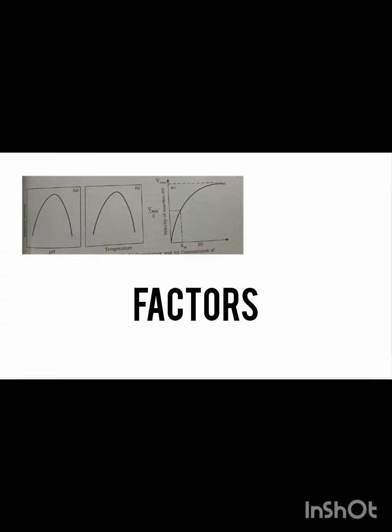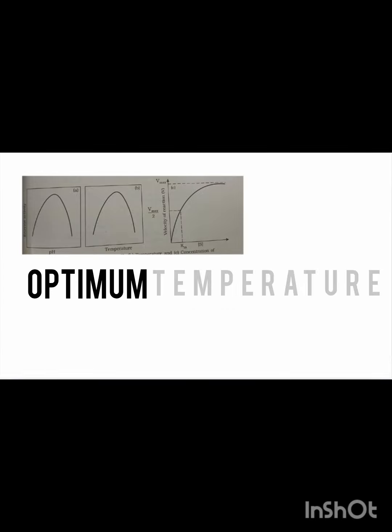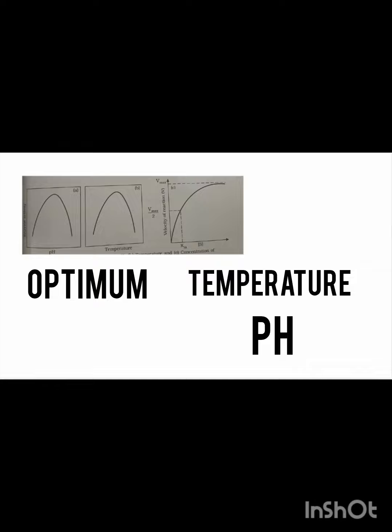But enzymes don't work the same under all conditions. Now let's talk about the factors affecting its activity. Each enzyme has an optimum temperature and pH where it functions the best. Too low or too high temperature and the activity drops.